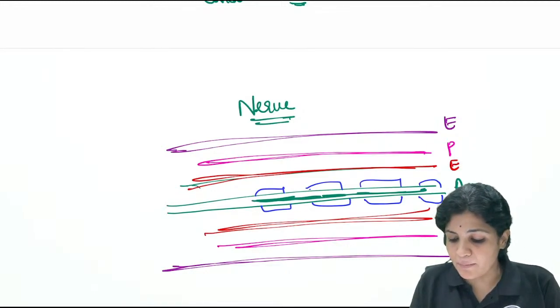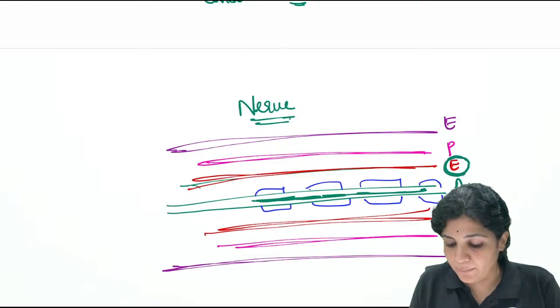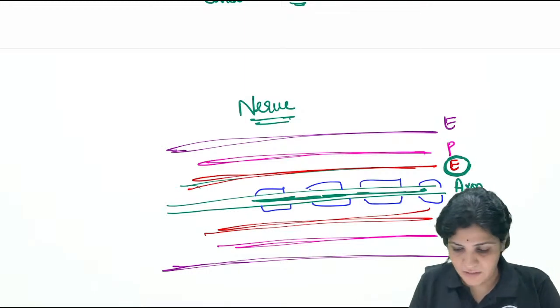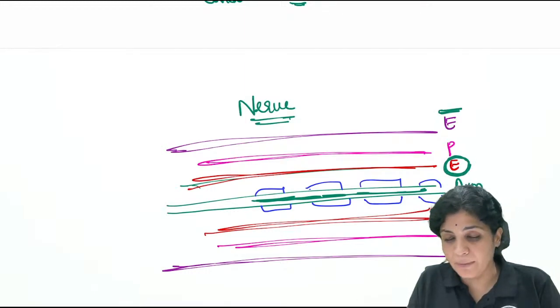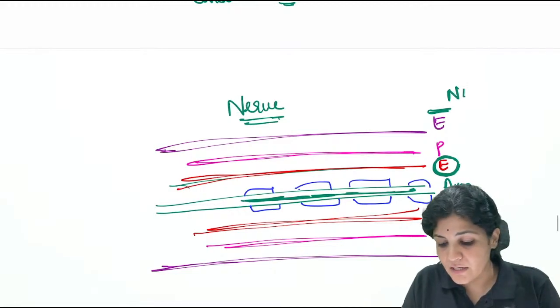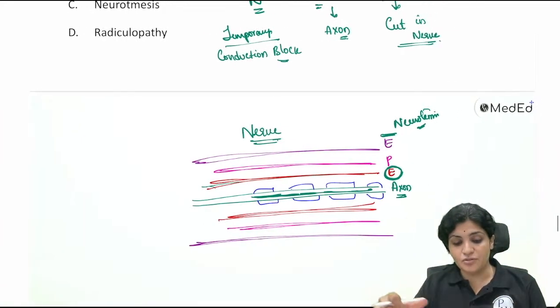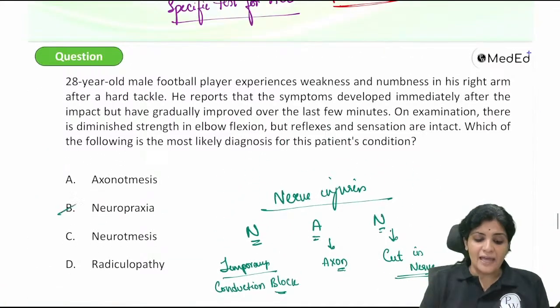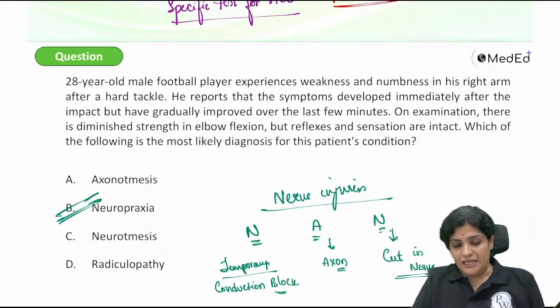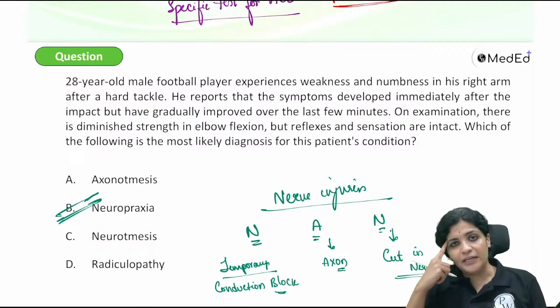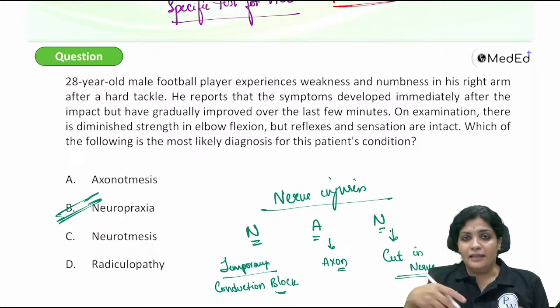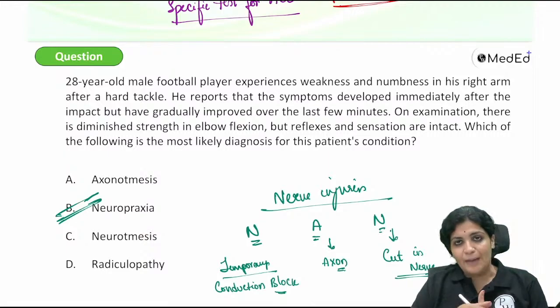Whenever there is a problem in the endoneurium, that could be up to axonal. If there is damage to the epineurium, then it is complete neurotmesis. As they have told that there is a recovery of the symptoms, this could just be a conduction block, hence the answer is neuropraxia. If it were axonotmesis, there would be decreased power, reflexes would be absent and the sensations would also be lost. Understood? So this is neuropraxia.